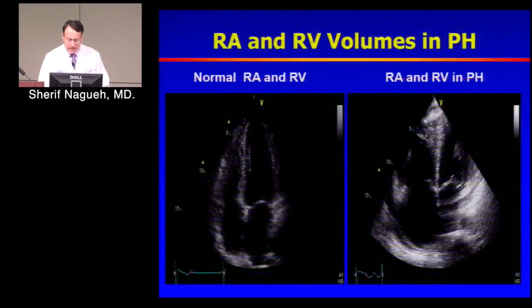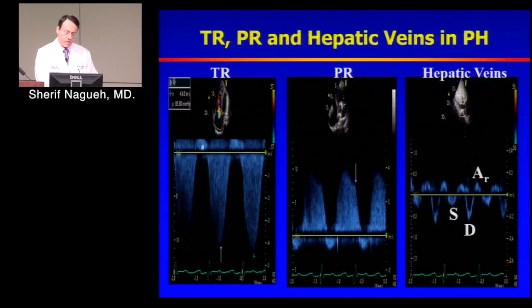Examples of RA dilatation: the new guidelines speak of RA volume index, and they give different values for women versus men, though again based on very few patients. By the way, RA size in patients with HFrEF is a predictor of events, mostly hospitalizations for heart failure.